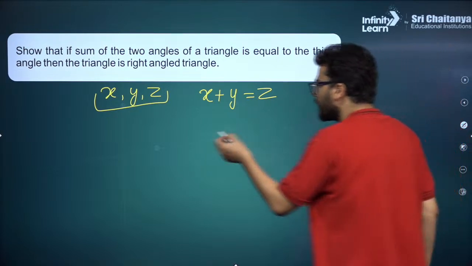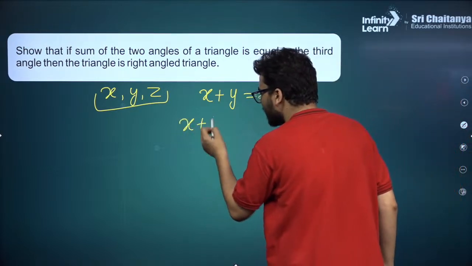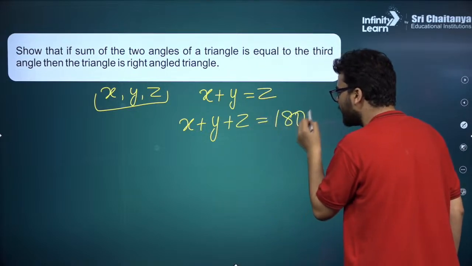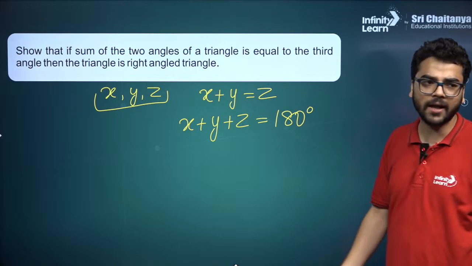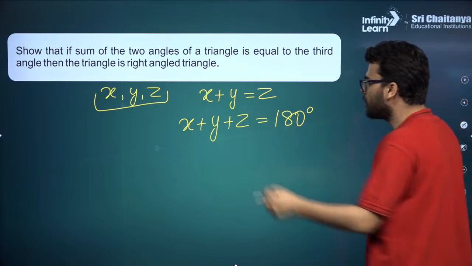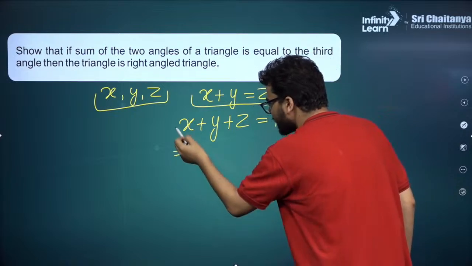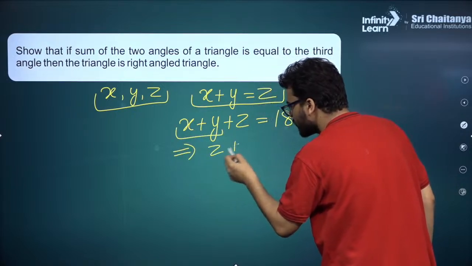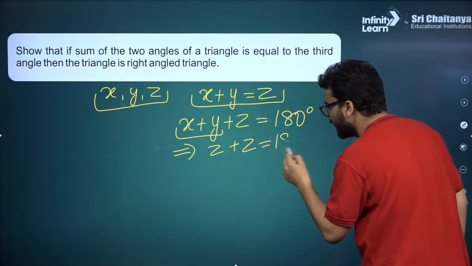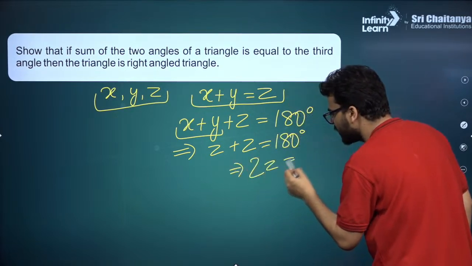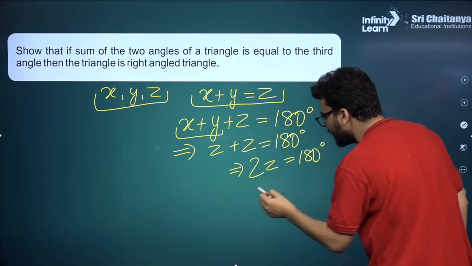One more thing you know, the angle sum property of triangles. So can I not use x plus y plus z equal to 180 degrees? Now in place of x plus y, can I use z over here? In place of x plus y, I can put z. So z plus z is equal to 180 degrees or not, guys? So if you solve this equation, what will you get? You'll get z is equal to 90 degrees.